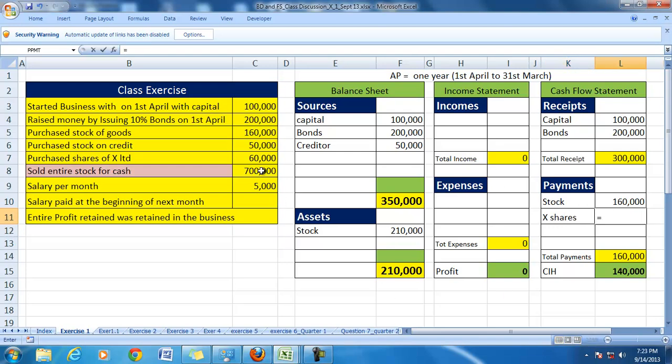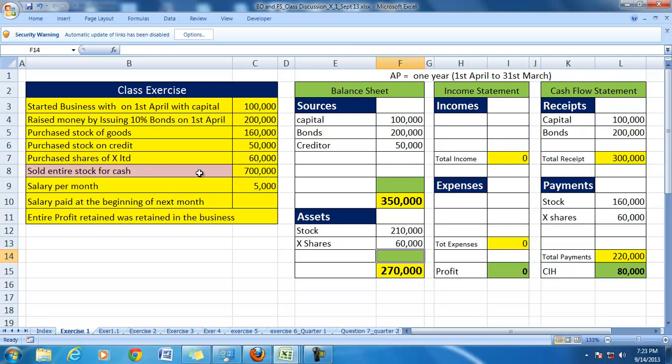Once again, we purchase shares of X company. Acquisition of shares 60,000 for cash, and share will appear as an asset. X shares is an asset. So the assets can be acquired either by creating a liability, or assets can be acquired by making payments.